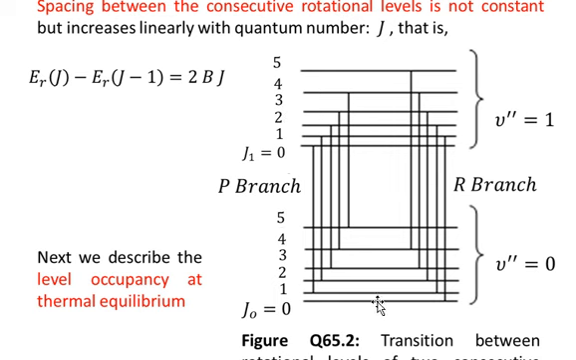And you will notice one thing, that the spacing between the rotational levels increases as you go to a higher value of J. For example, the separation from J0 equal to 1 to J0 equal to 2 is larger than from 0 to 1. Similarly, from J0 equal to 2 to J0 equal to 3, this separation is increasing, and similarly this separation also increases for the rotational levels shown for the next vibrational level, V double prime equal to 1.